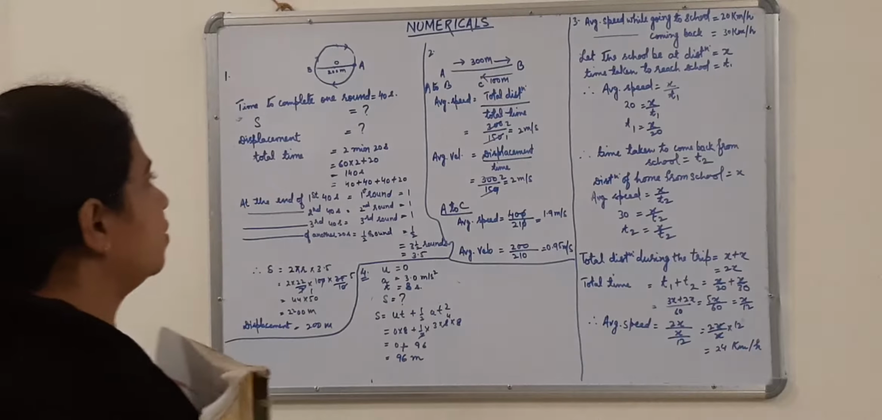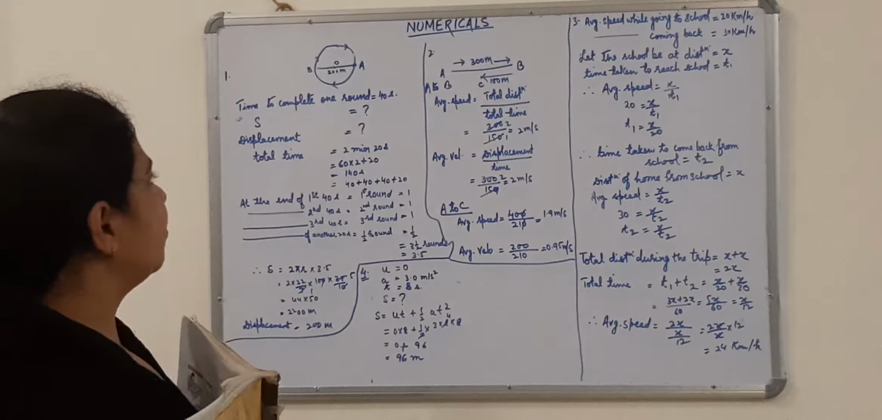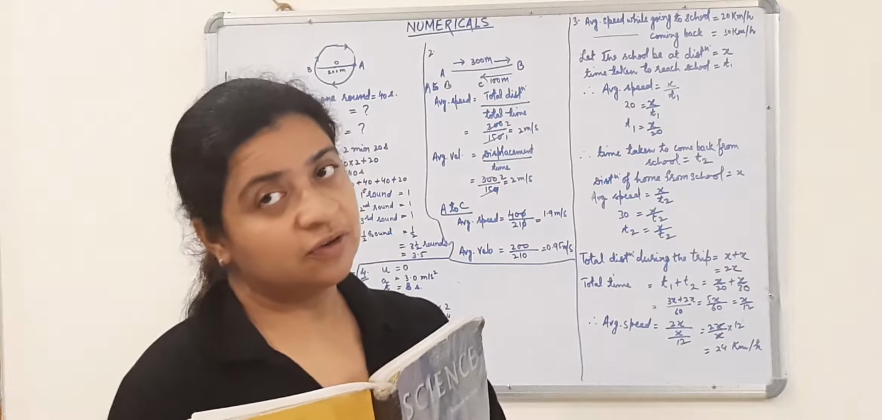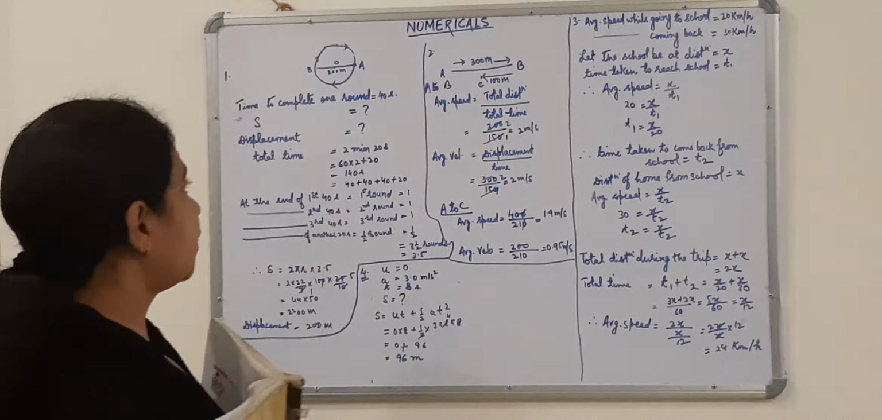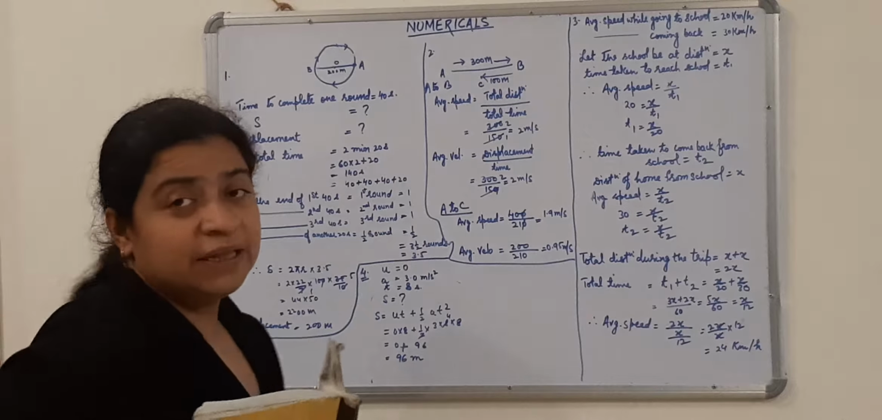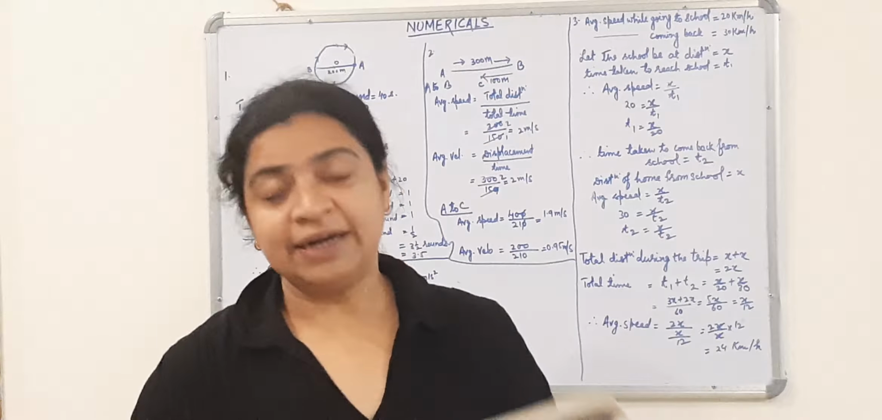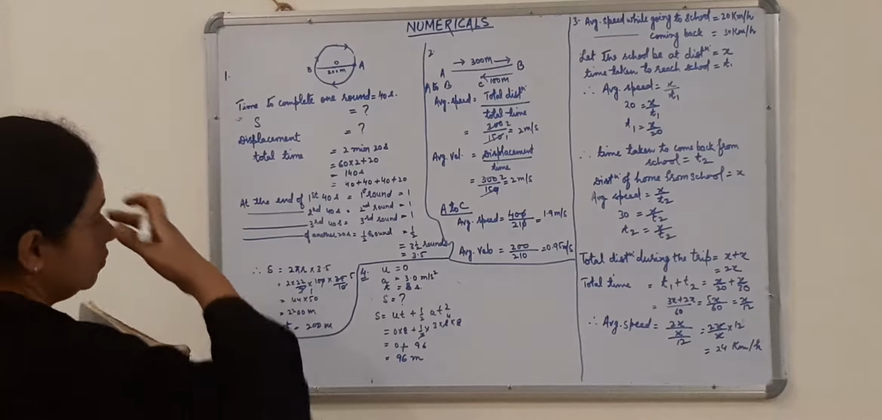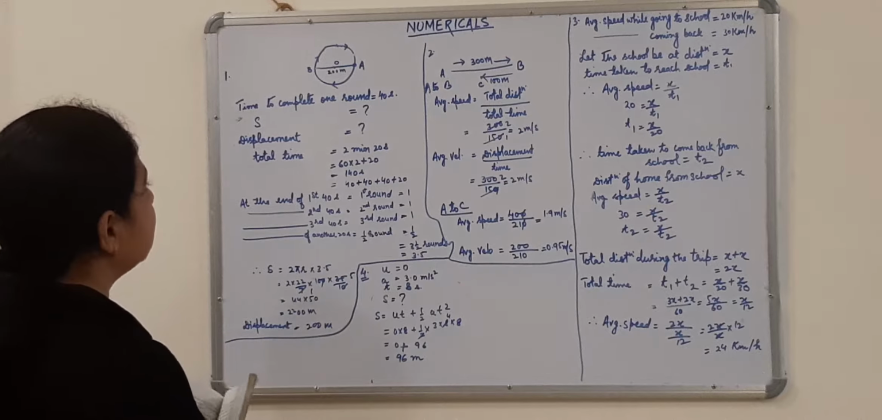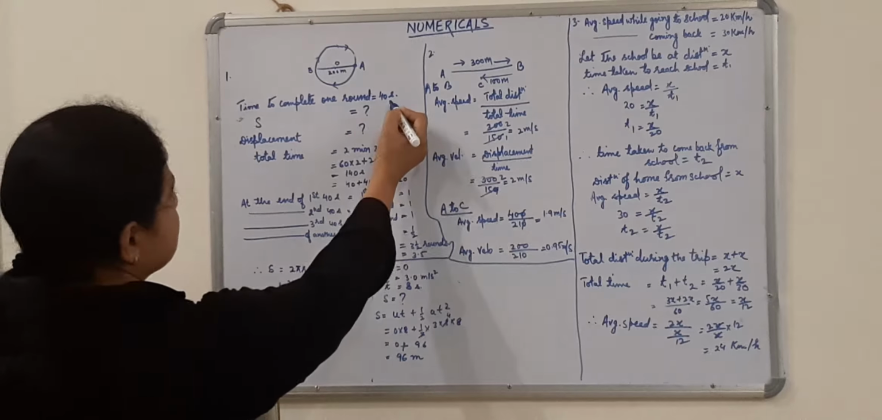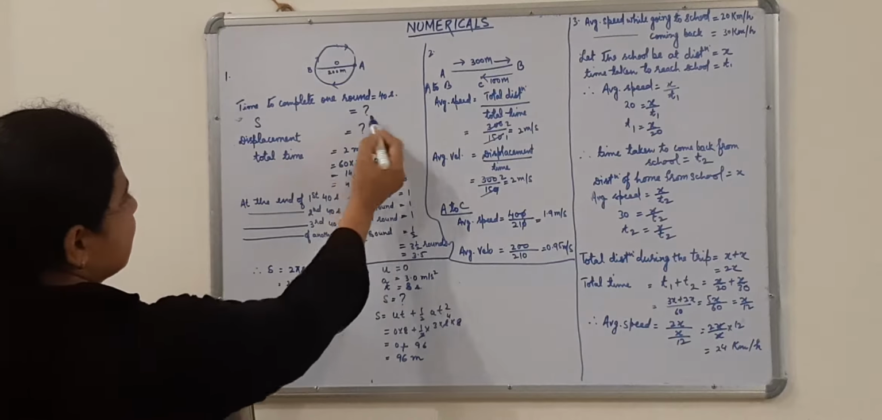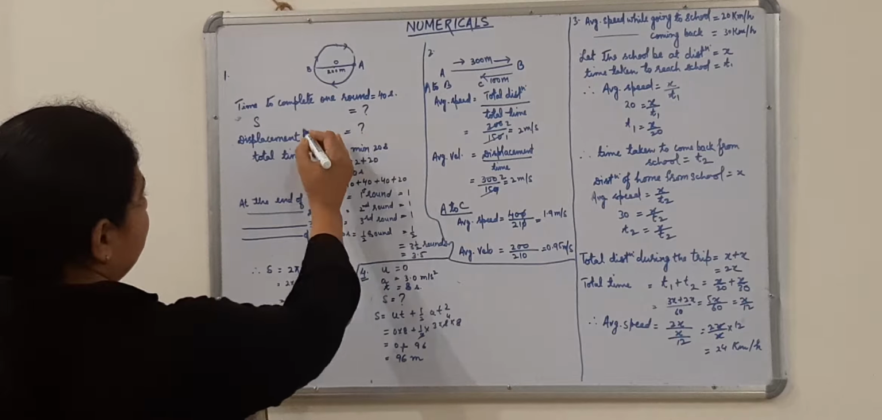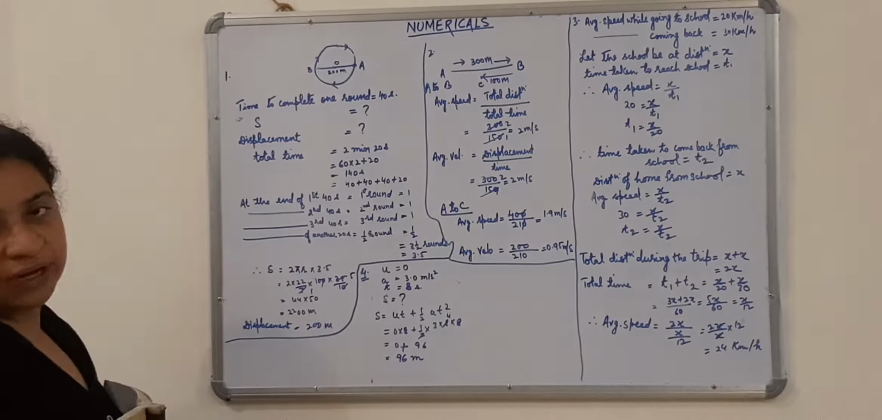In this question, we are given that the time taken to complete one circular round is 40 seconds. So, what will be the distance and displacement at the end of 2 minutes 20 seconds? Children, let's start. Time to complete one round is 40 seconds. Distance S we need to find out. Displacement also we need to find out at the end of 2 minutes 20 seconds.